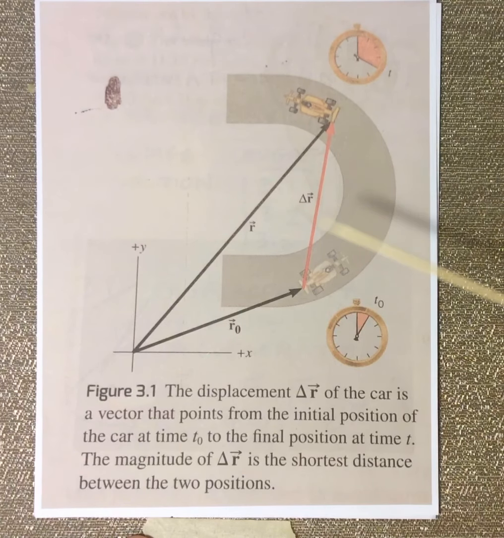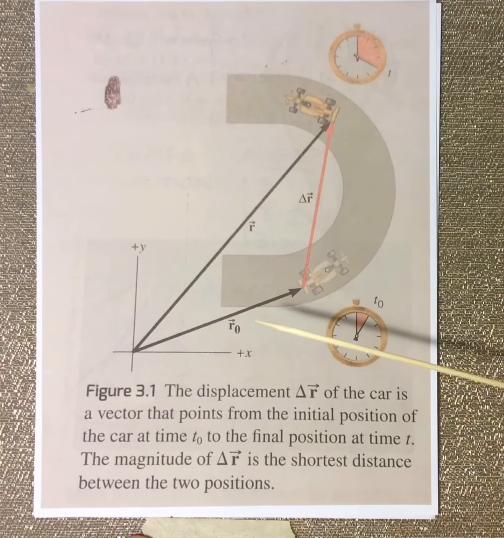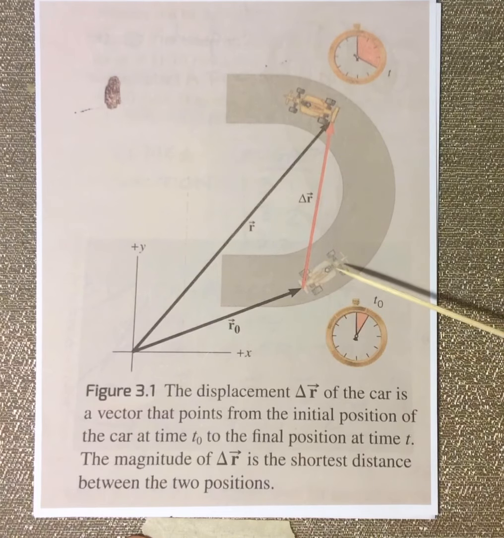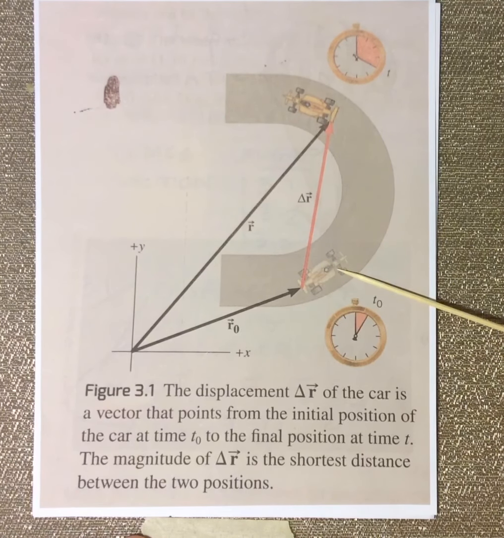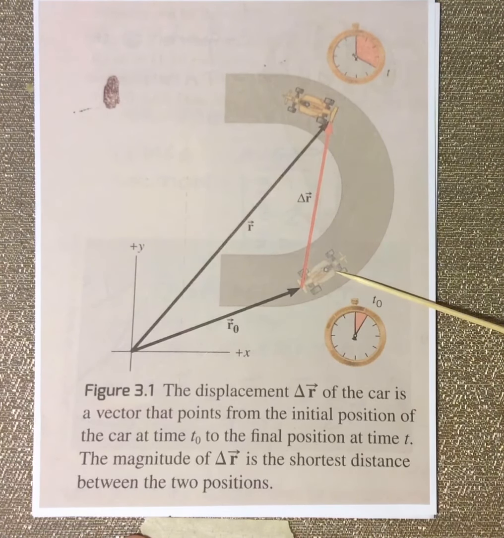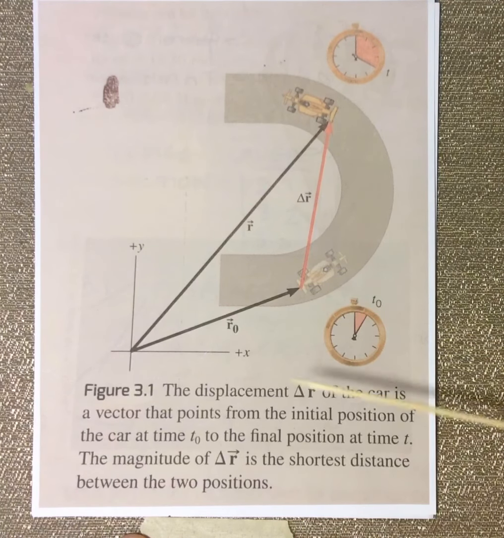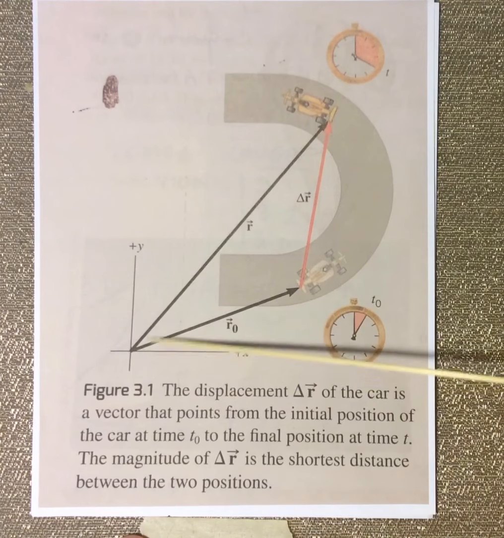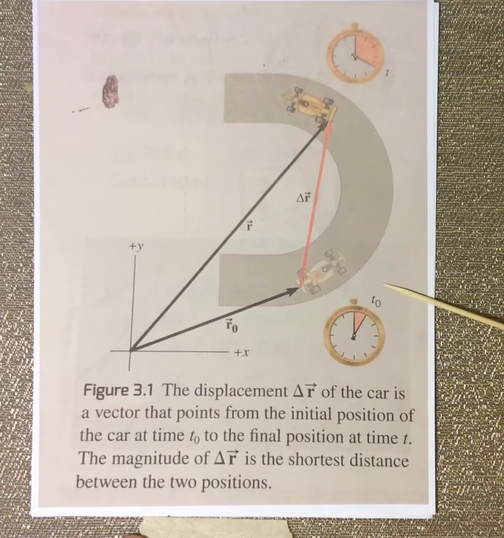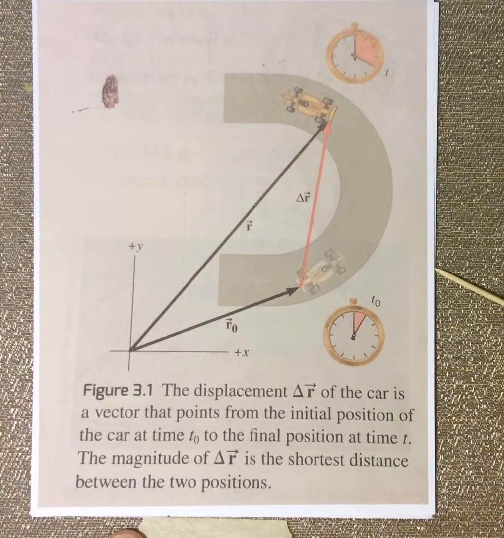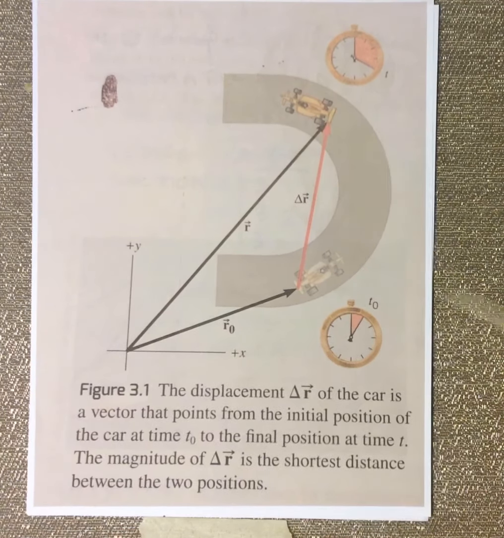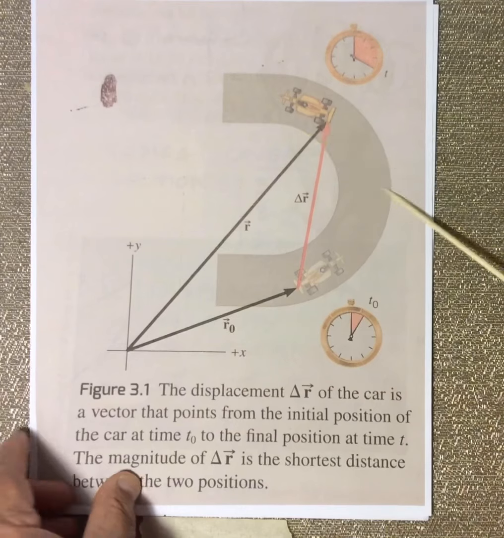So the displacement delta r of the car is a vector. It points from the initial position of the car, where it started, which is right here, to the final position, which is here. So we have the shortest distance, as you see, from here to here.